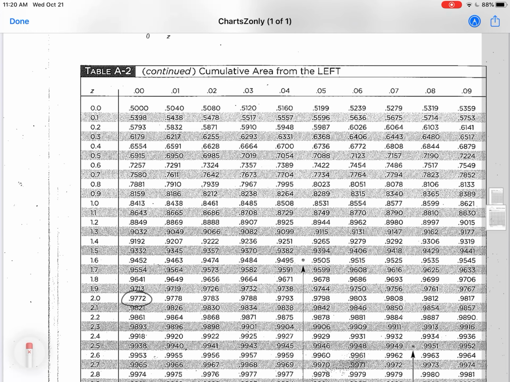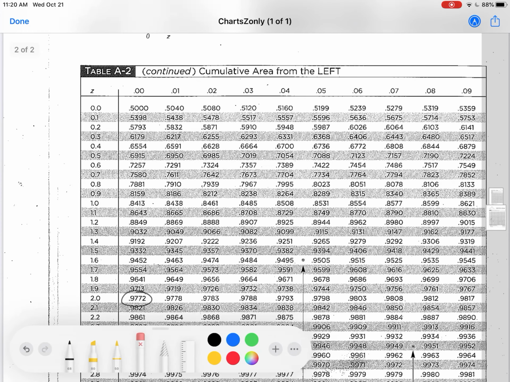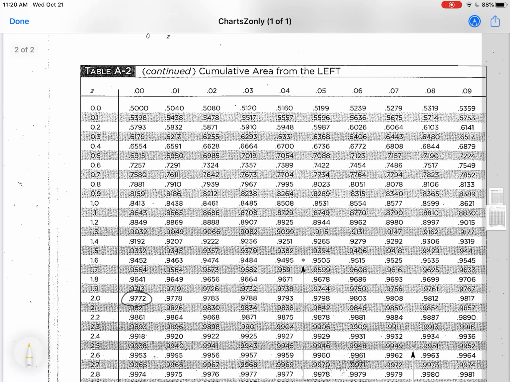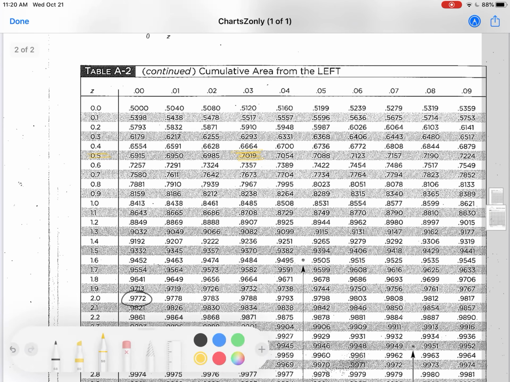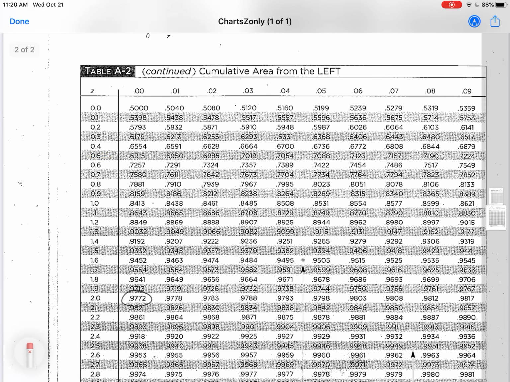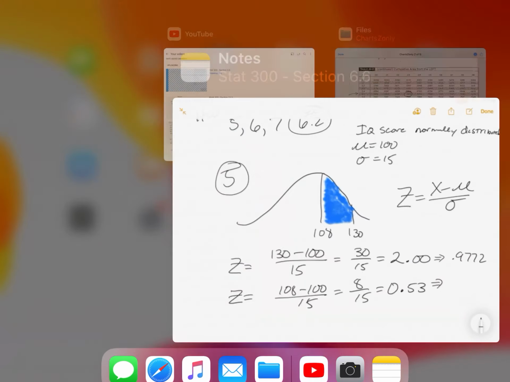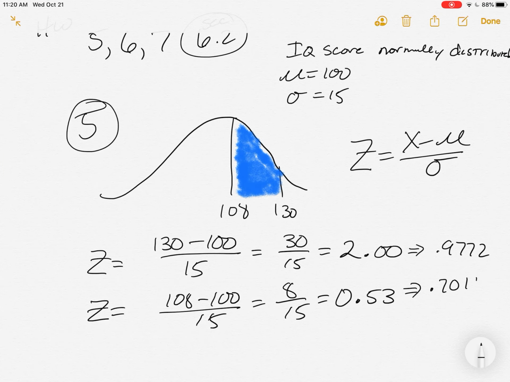So here's the 0.05. Let me get a highlighter. Here's the 0.05. And here's the 0.053. I don't know if that's easy to see. Maybe it would have been better if I circled it. So let me come in here and circle it. I'm in the 0.5 row, and I need to go to the 0.03. And we get 0.7019. We come back here and do our 0.7019. So you know what to do because you've been through 6-1. You're going to subtract those two values, and hopefully it makes sense why.